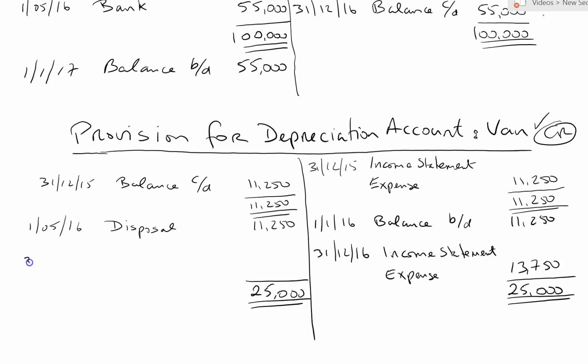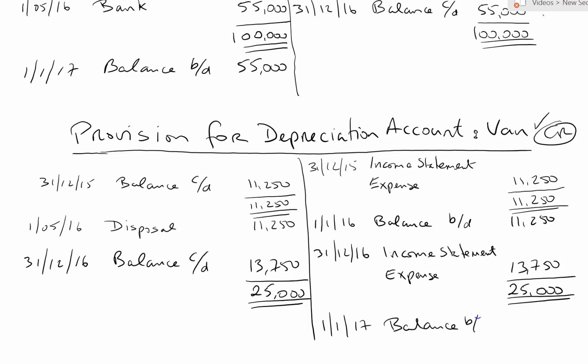Now, the difference here will be my balance carried down at the end of the year. And the amount, of course, is the depreciation on the new van, 13,750. So on the 1st of the 1st, 2017, we start off with a balance brought down of 13,750. Okay, and that is the end of the ledger accounts to record the extracts for the above transactions.